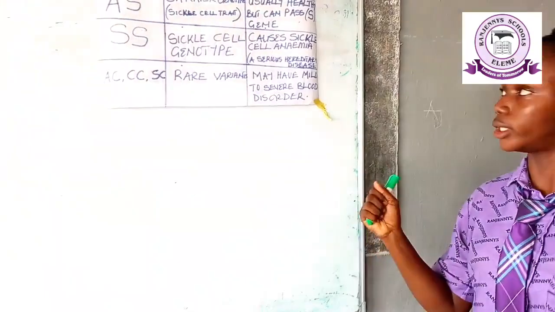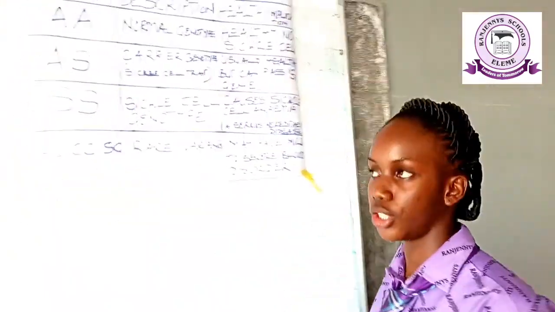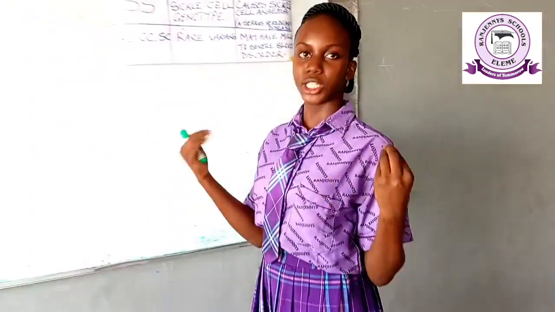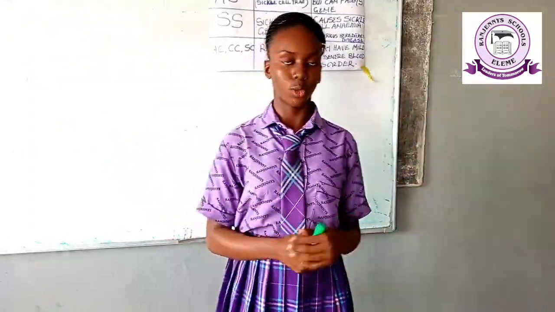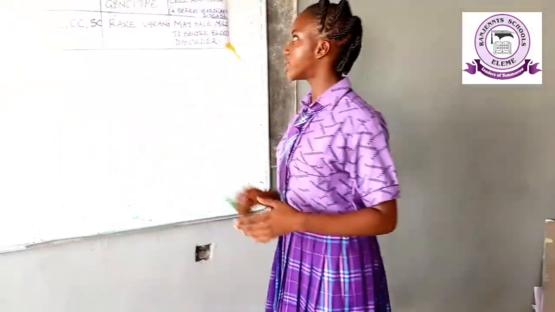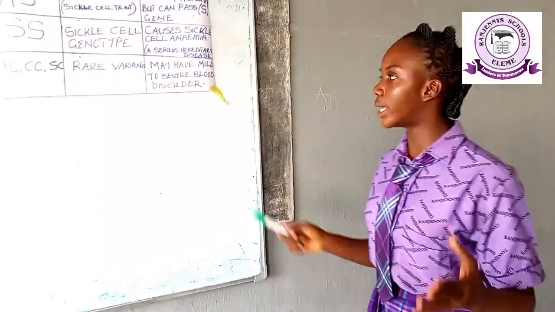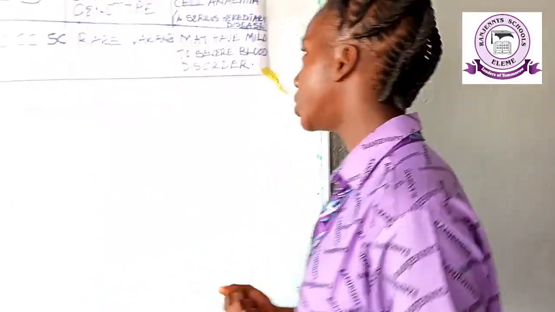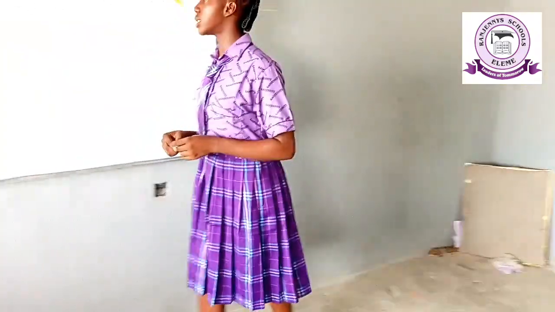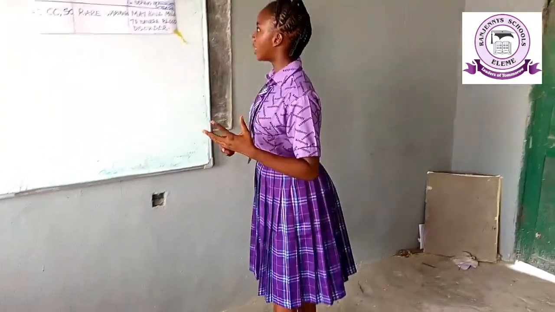They are usually healthy, but they can pass the S gene. People with this genotype AS are healthy, but they are the carrier genotype. They can pass sickle cell traits. We have the SS, that is the sickle cell genotype. It causes sickle cell anemia, a serious hereditary disease. People with this SS are sickle cell patients, and it is sickle cell anemia.